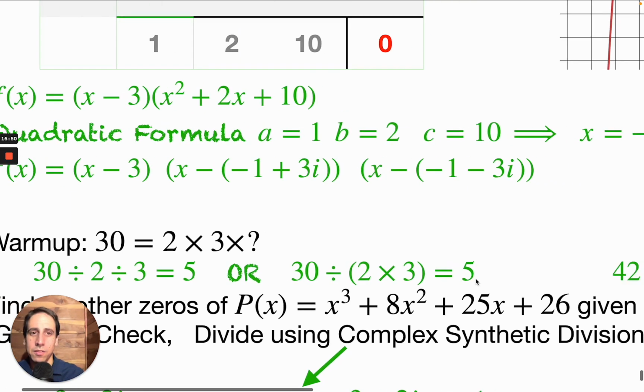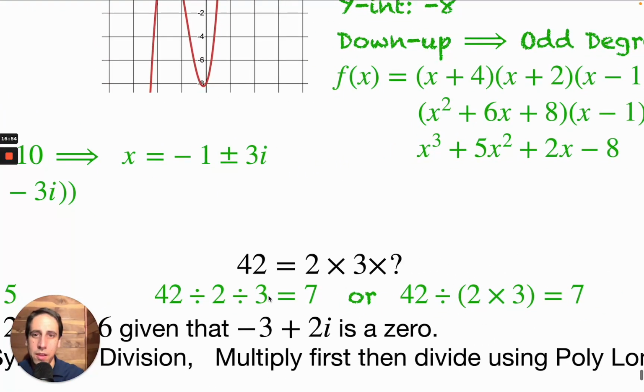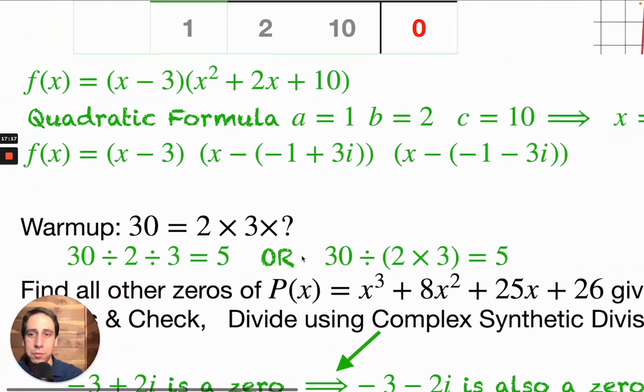What I'm trying to say is both these methods are valid, and we can think about both of them as well. If you know that 42 is a number and it's got 3 factors, 2 of them are 2 times 3, and you're trying to find the third one, your two options are divide by 2 and then divide by 3, and you get 7. Or you could also take 42 and divide it by the product of these. 2 times 3 is 6. 42 divided by 6 is 7.